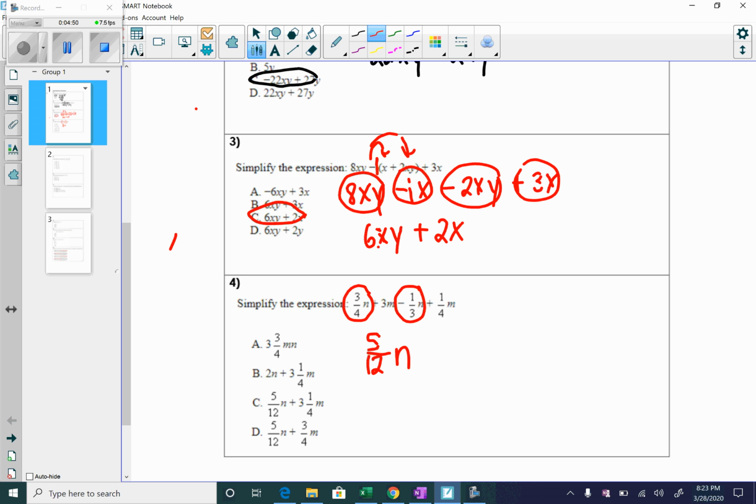Already I can eliminate 2 of my choices, which is nice. And then I'm going to type in +3m plus 1/4 m and that gives me 3 and 1/4 m. And so my answer is choice C. Okay, moving on to the next page.